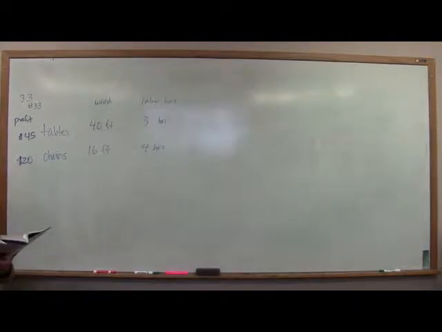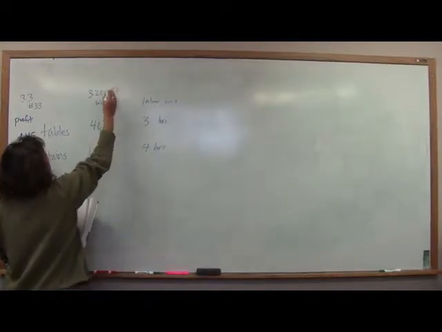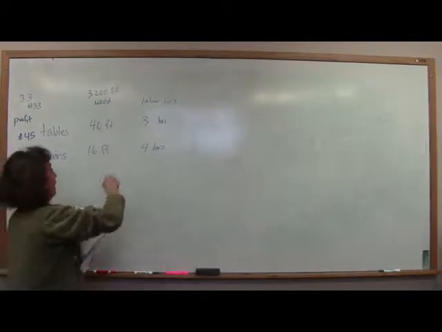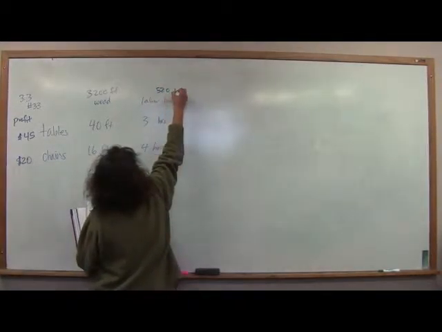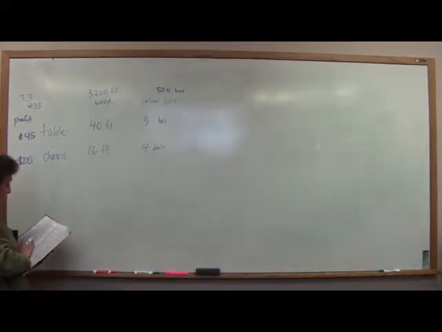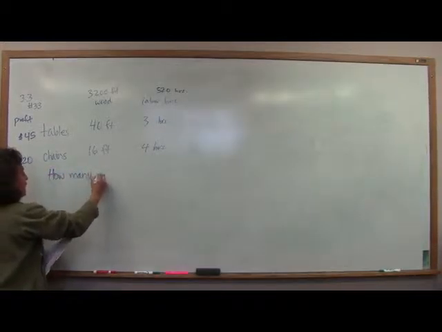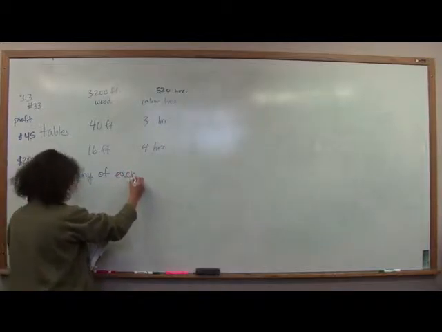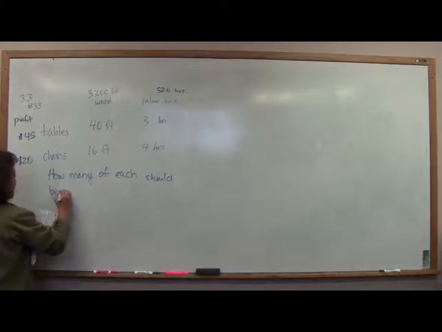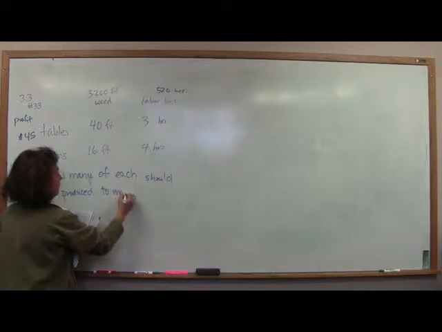In a certain week, the company has 3,200 board feet of wood available and 520 labor hours available. And then what they ask is how many tables and chairs, so I'll just write how many of each should be produced to maximize profit.